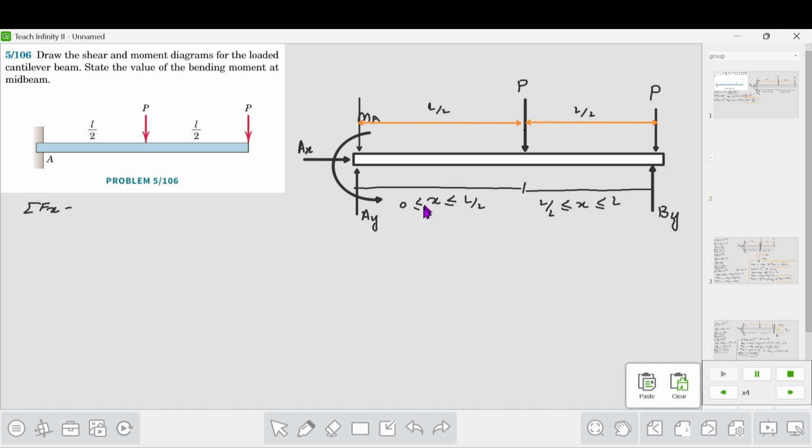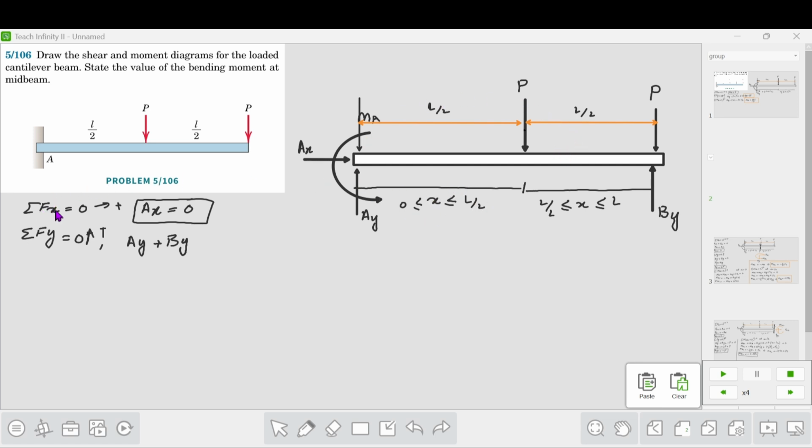So here X is greater than 0 and less than L divided by 2, and in the other section X is greater than L divided by 2 and less than L. Okay, so first of all you have to take the summation of all horizontal forces acting on this beam equal to 0. This is a global equilibrium. We establish a global equilibrium.